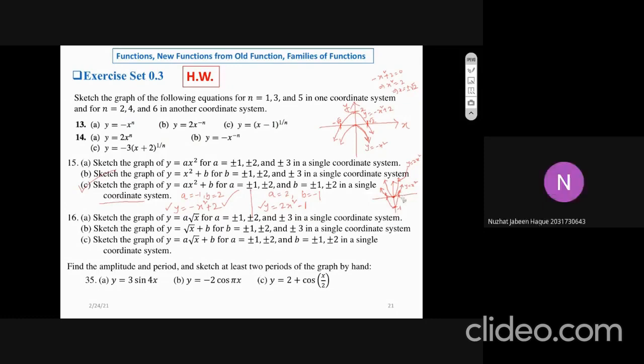Sir, 1 over root 2. Minus 1 over root 2, and plus 1 over root 2, right. So we have all this information from this graph: x-axis, y-axis, that's it.